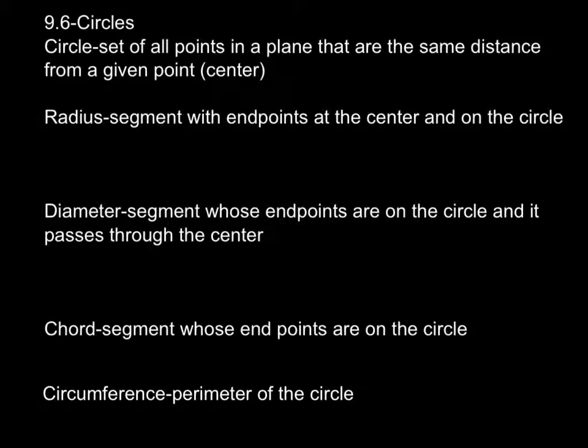So a circle is a set of all points in a plane. When it says it's a plane, we're thinking like a flat piece of paper. We're not thinking 3D shapes here anymore. Now we're thinking just a flat piece of paper, with points that are the same distance from a given point at the center. So we have our center, and then we have our circle that is the same distance from that center.